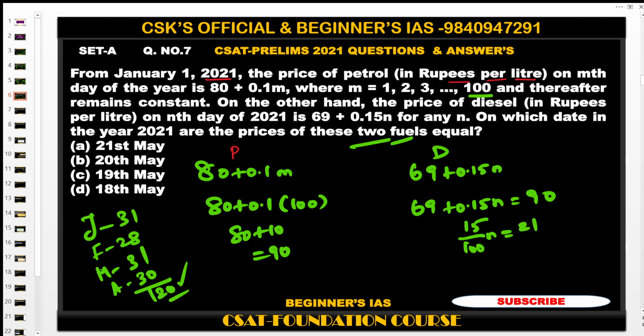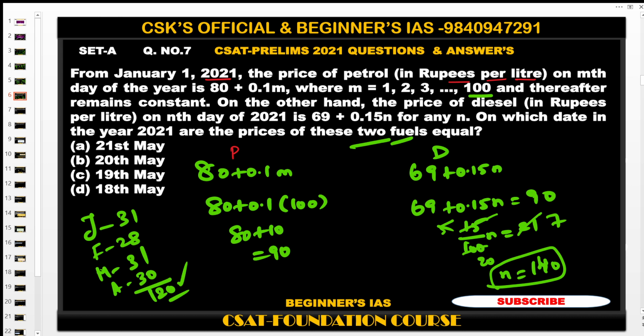Cancel this one. 5 table, 5s are, 3 5s are 15, 3 table. 3 5s are here, 3 7s are 21. Anything else here? So I am cancelling this here with 20. So therefore n is equal to 7 into 20, 140. So at 140th day, the price becomes equal.